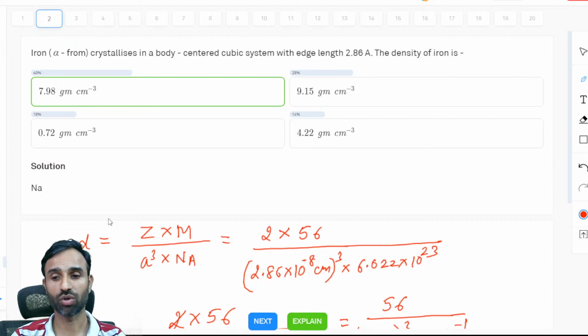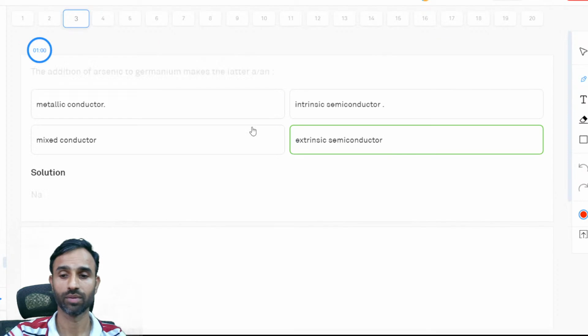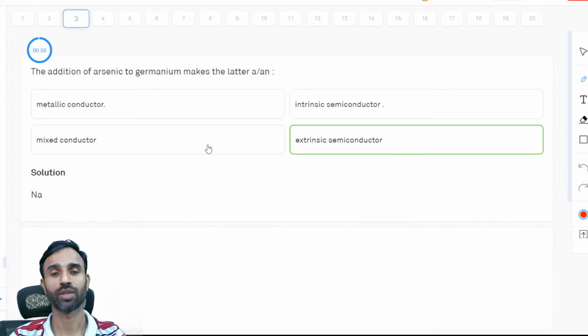So next, go to the next question, that is the question number 3. So this is the question for you. Next question for you. बेटा चार्जिंग केबल लेके आओ.